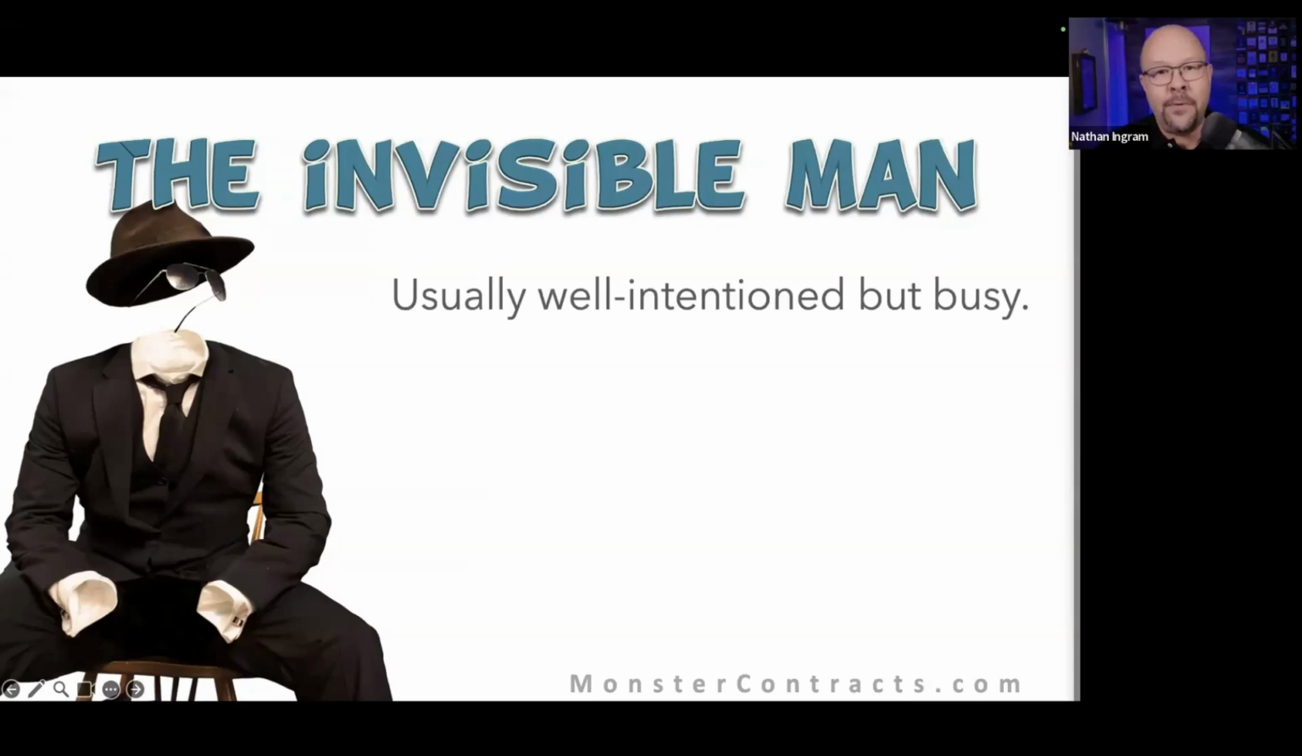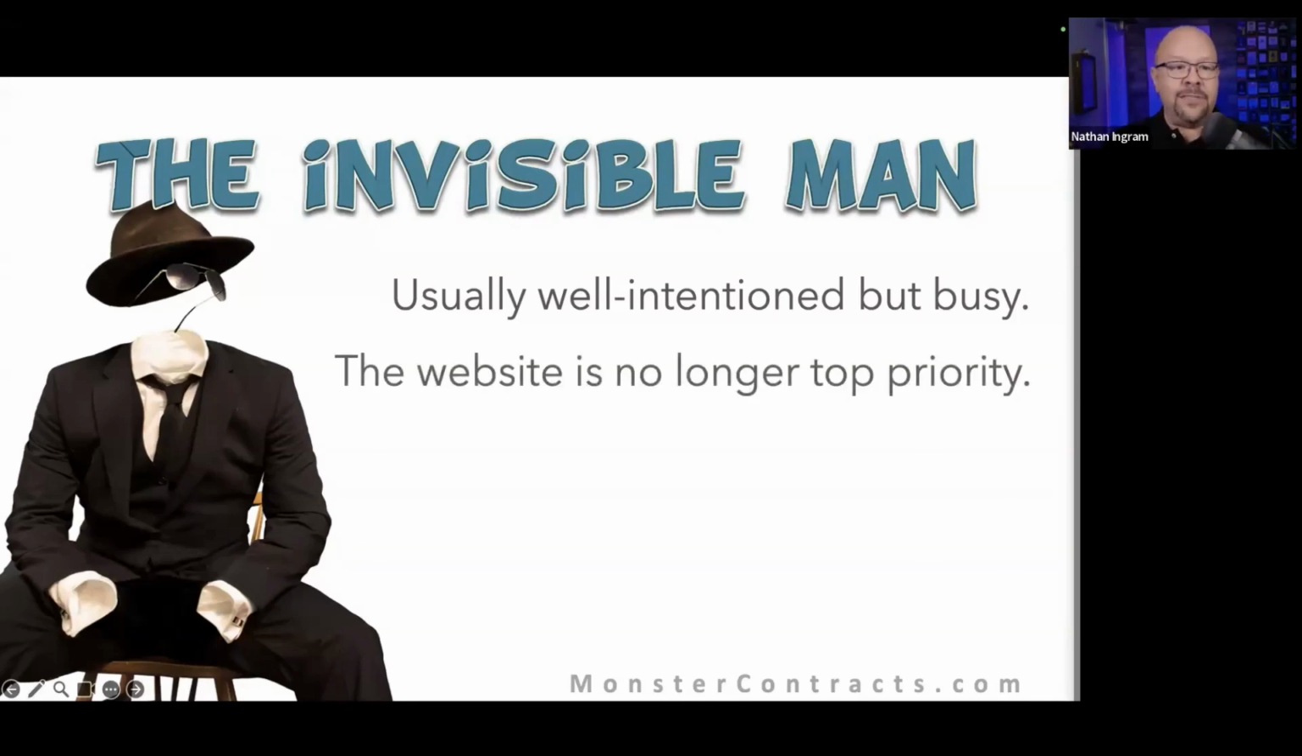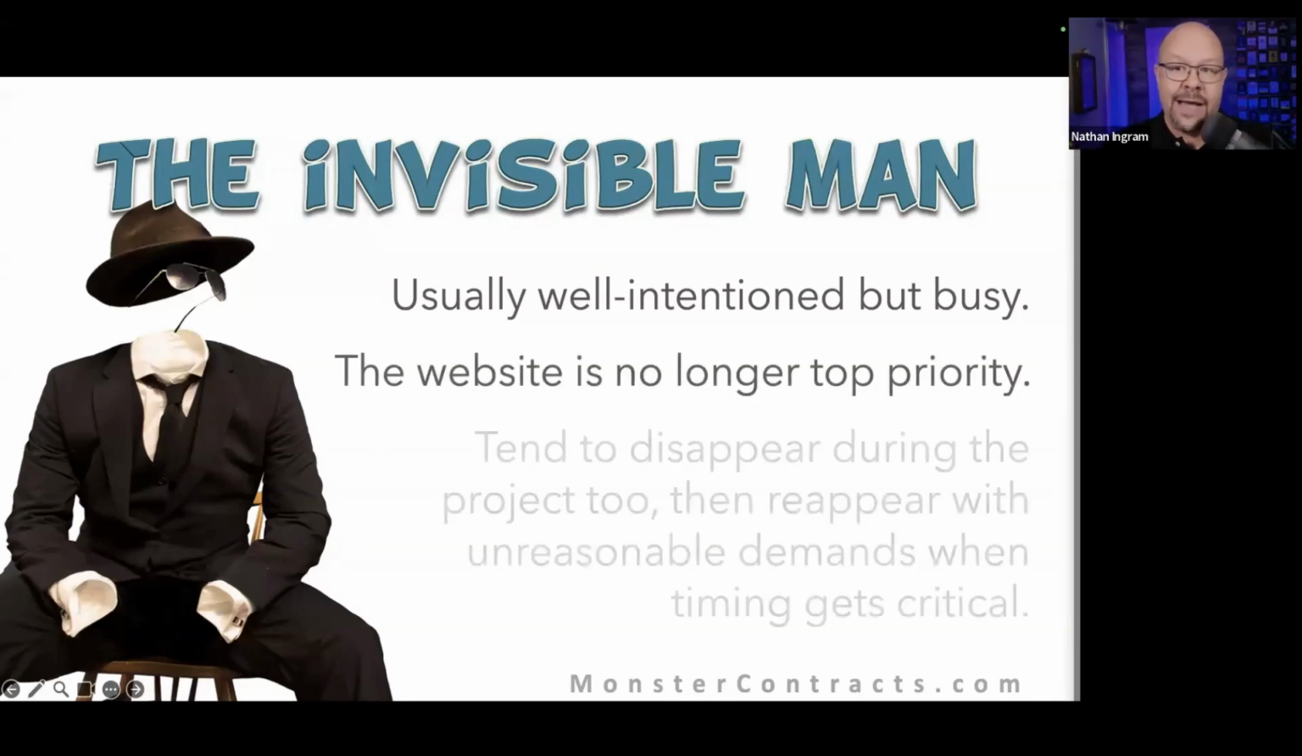Now, these people are usually well-intentioned in my experience. They're not malicious, they're just busy. They have 18 number one priorities. And the day they reached out to you, the website was the number one of the number one priorities. But tomorrow, something else is now their number one priority. The website just is not a priority anymore at that point.